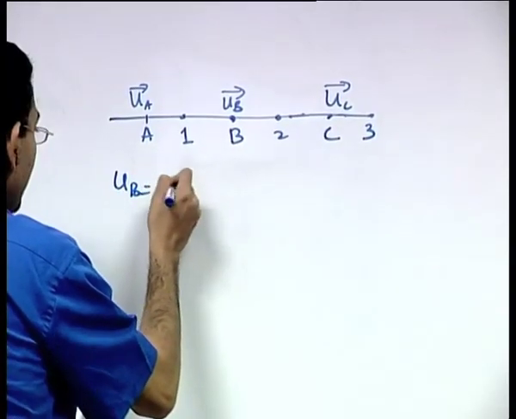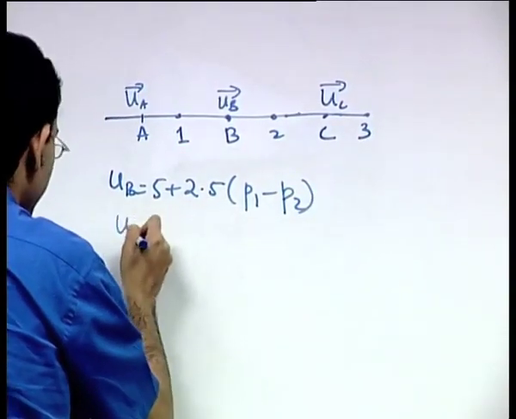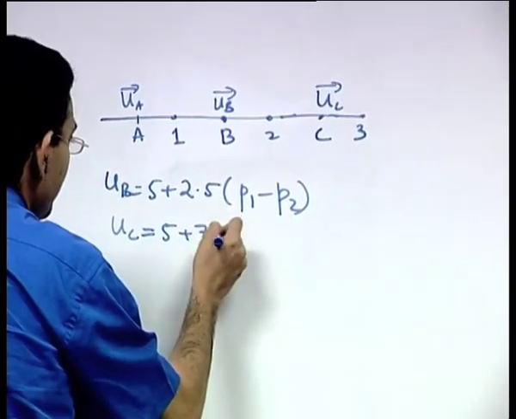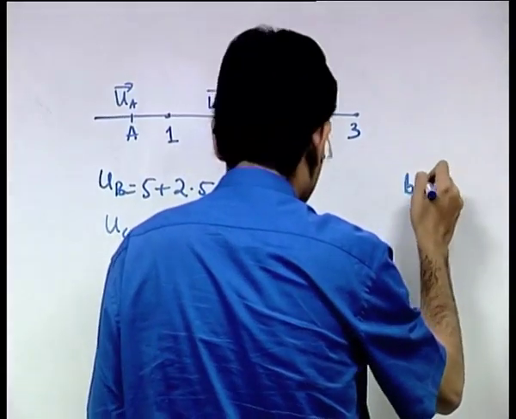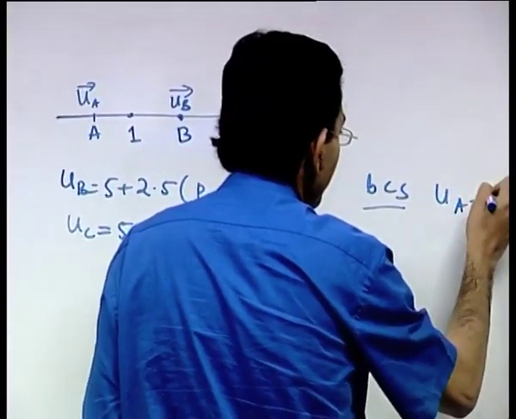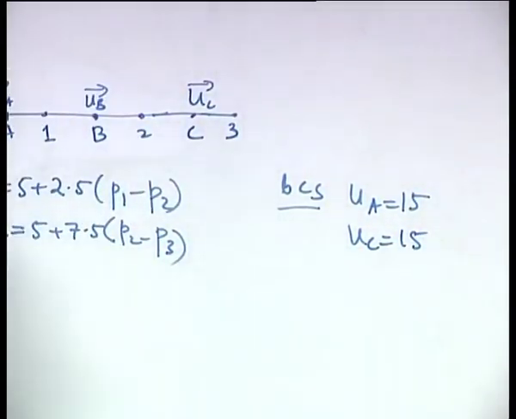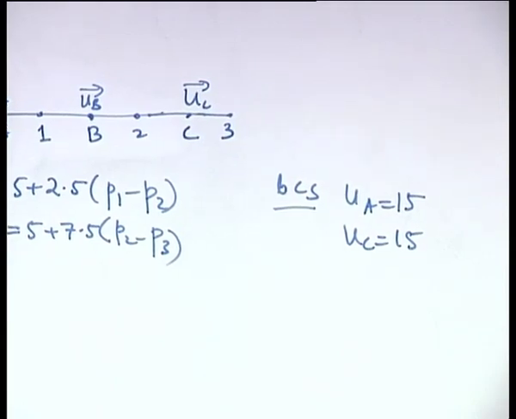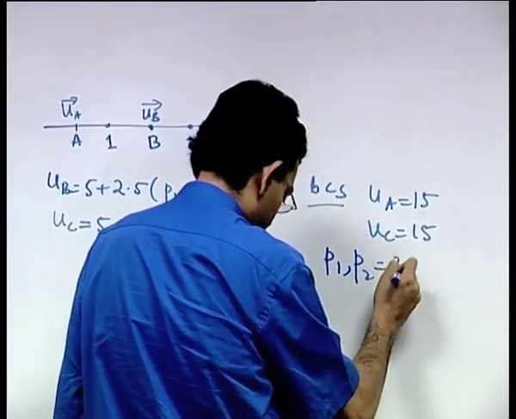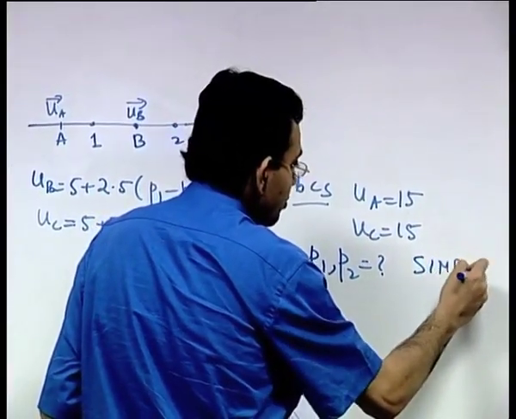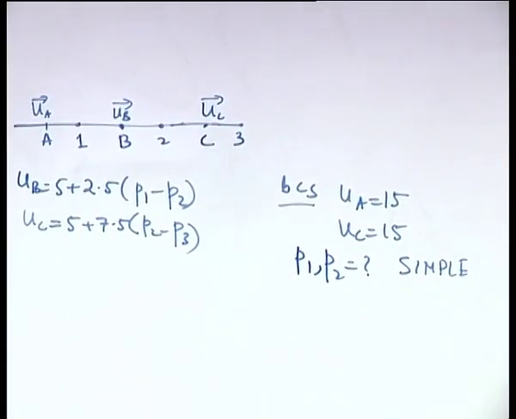So ub is equal to 5 plus 2.5 into p1 minus p2 and uc is 5 plus 7.5 into p2 minus p3. The boundary conditions are given, ua equal to 15, uc equal to 15. All values are given in consistent units. The question is, obtain the values of p1 and p2 using a simple algorithm based calculation procedure. Comment on the uniqueness of your solution.